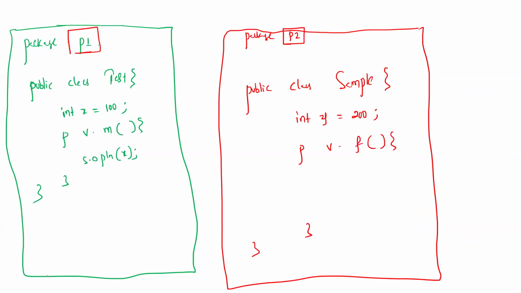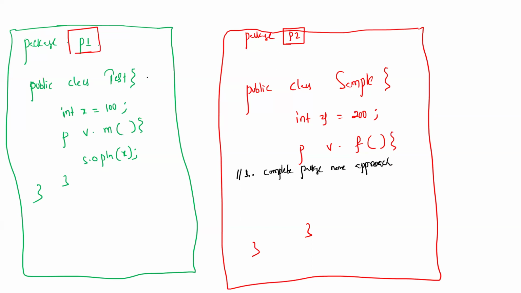Then in how many ways? There are three different ways it is possible. So the first approach is the complete package name approach. This is the first approach. First, just forget about it.